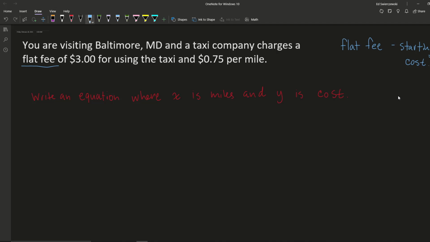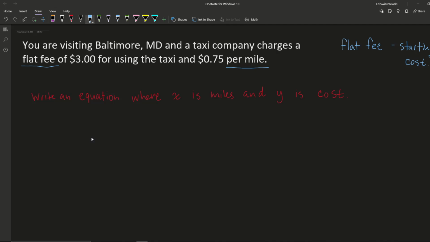Now, I encourage you guys to think about this. Would that be the y-intercept or the slope? If you answered y-intercept, you are right. So the flat fee is going to be my y-intercept. And then this 0.75 per mile, whenever you see a word like per, that's a huge red flag or a huge clue that this is going to be the slope.